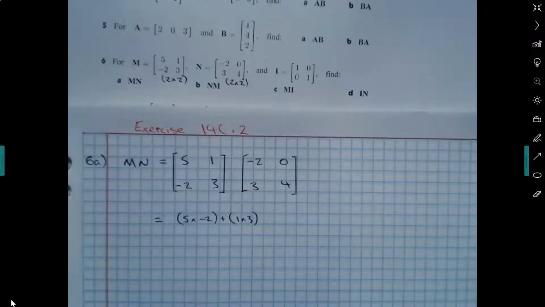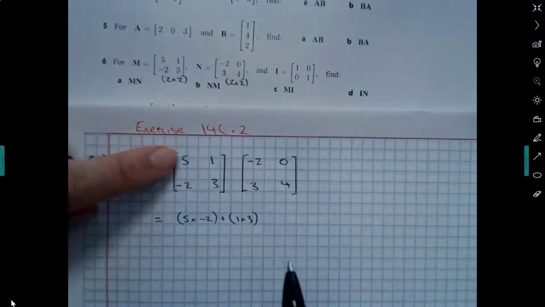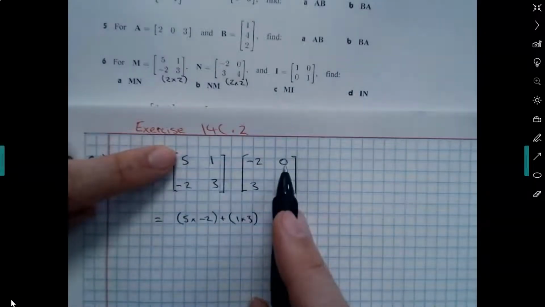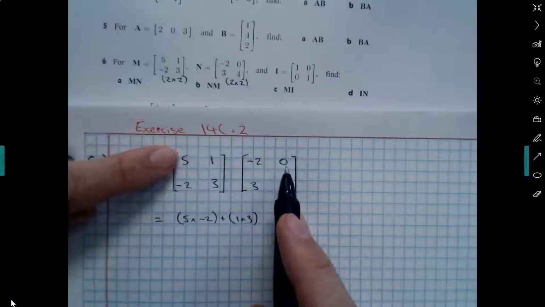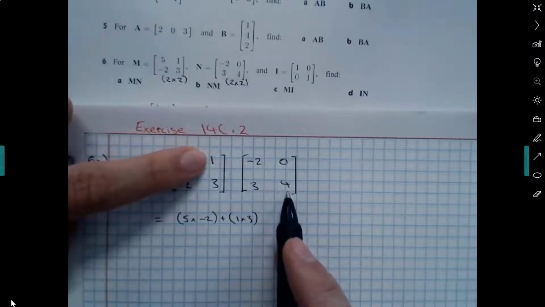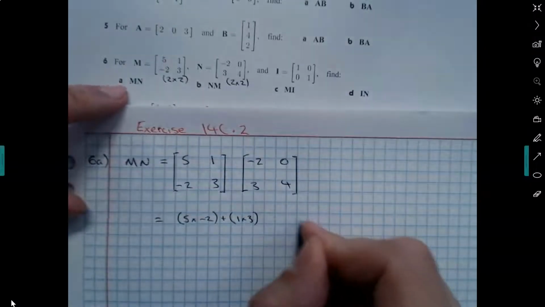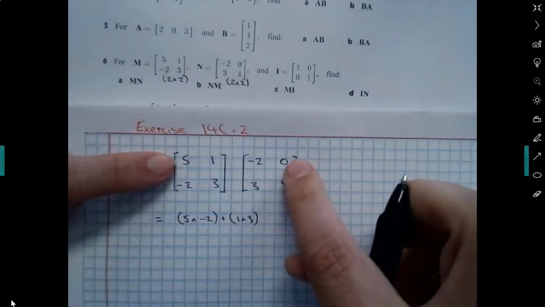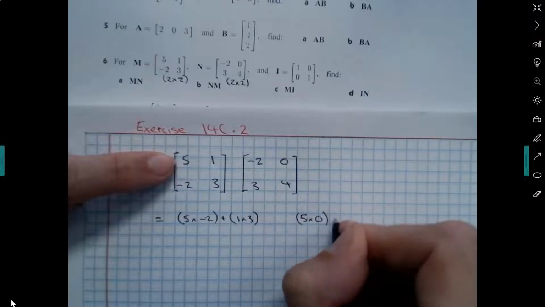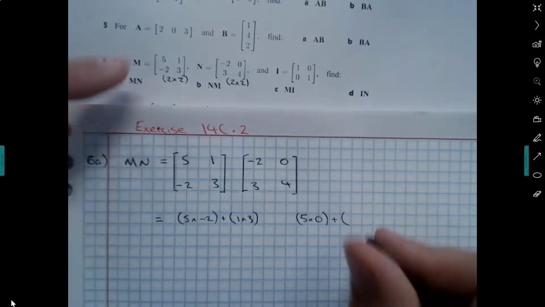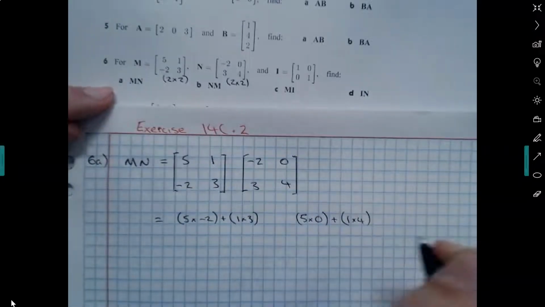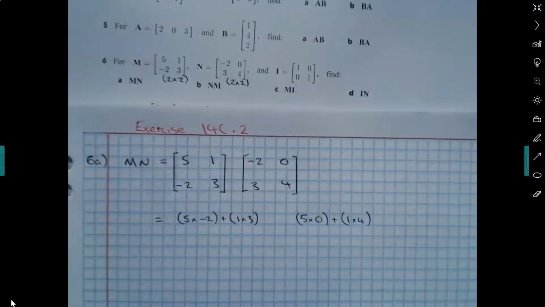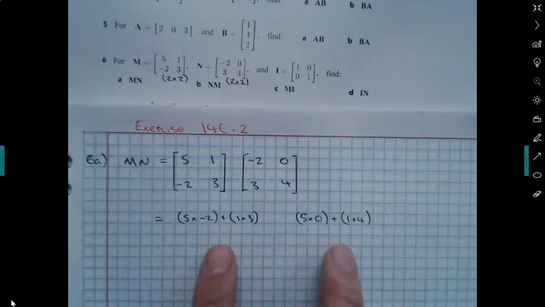Then we have to go 5 times 0 plus 1 times 4. So that will be this position of the matrix. So that's our top row done. And remember, our resulting matrix is going to be 2 by 2, so I've still got 2 more positions of the matrix I need to work out.